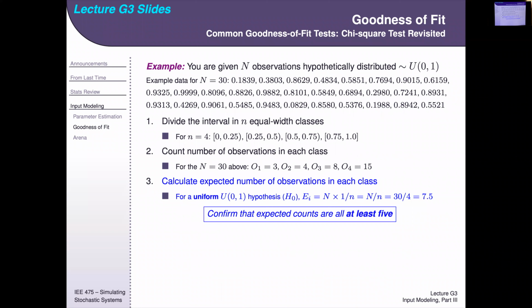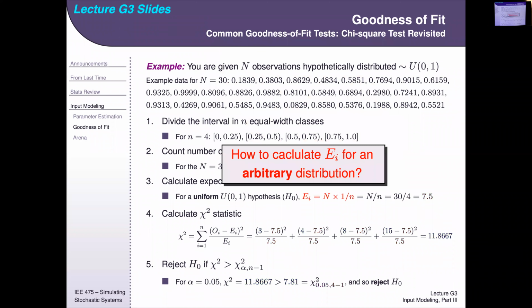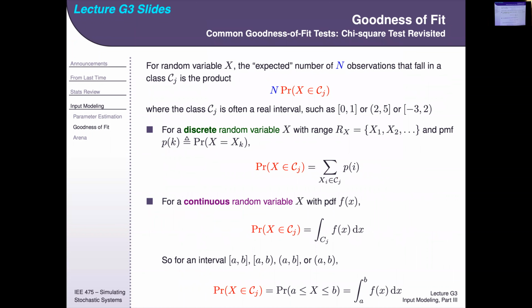All right. So this was just the example before the midterm, where we calculated the expected number was 7.5. And so we know how to do that from before the midterm. How do we calculate the expected value for an arbitrary distribution? This is kind of what I hand waved through before. Just calculate the probability that things landed in that bin, multiply it by the total number.